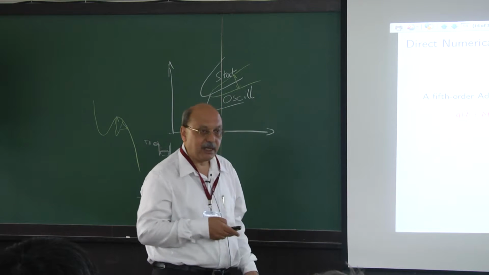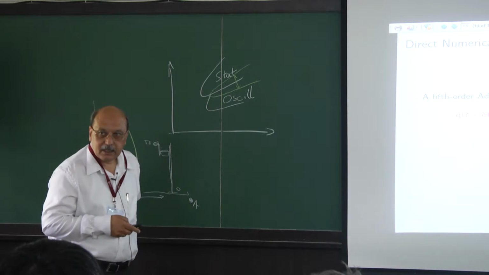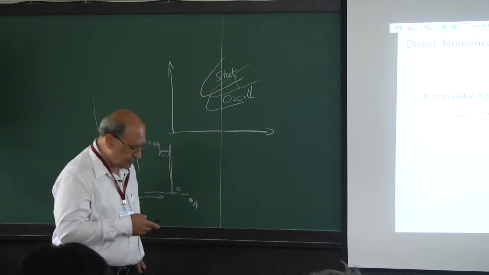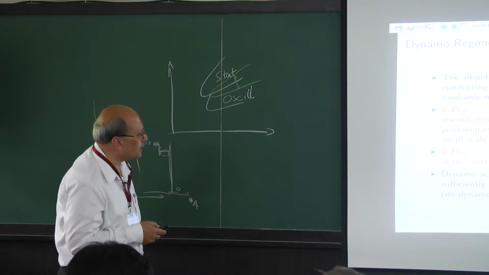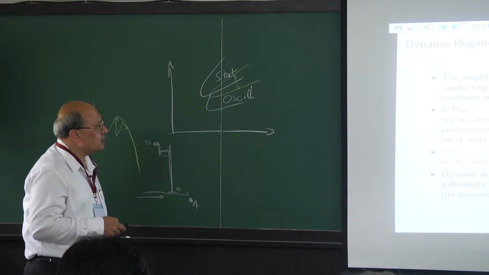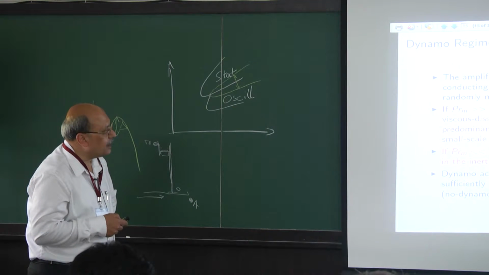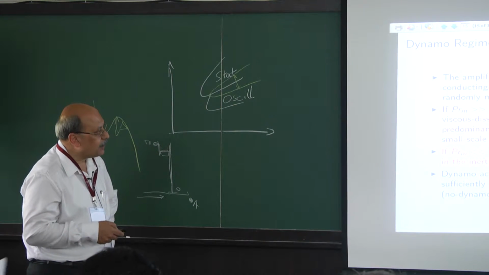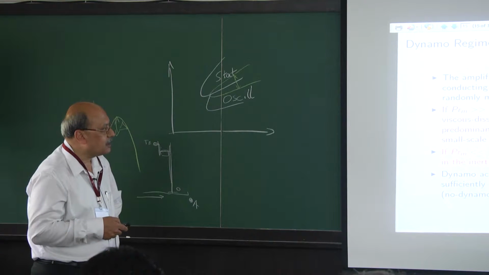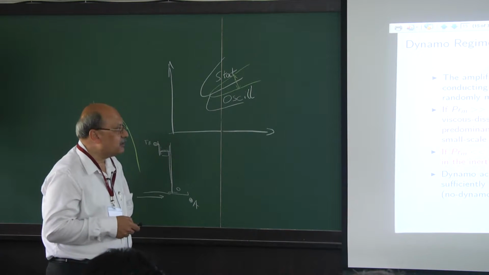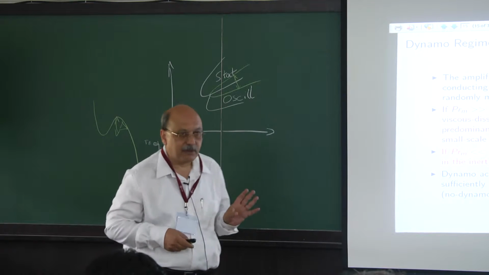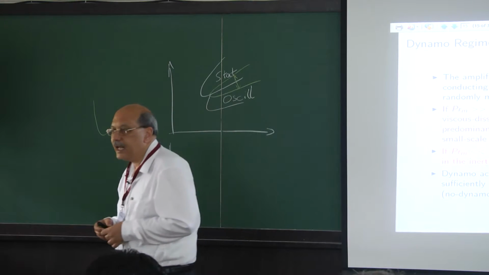This just tells you that we know how to solve these equations. And now I will tell you what we learned by solving these equations. As all of you know well, a dynamo is the amplification of a weak magnetic field in some turbulent conducting fluid because of the stretching of field lines by randomly moving fluid elements. So that's what we would like to do.